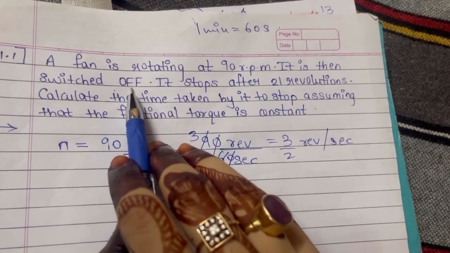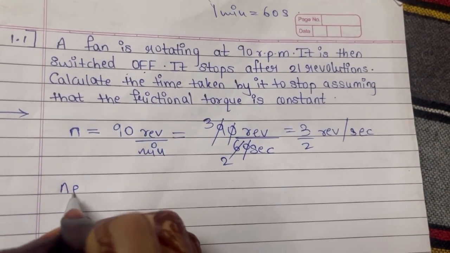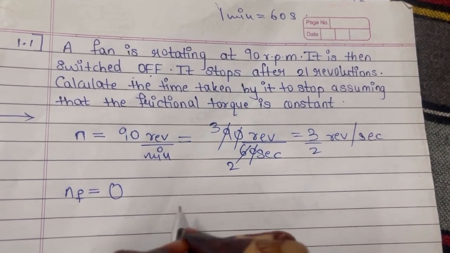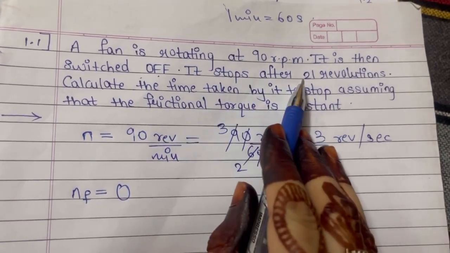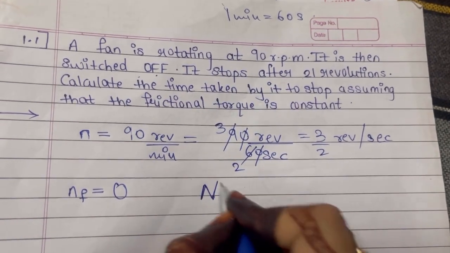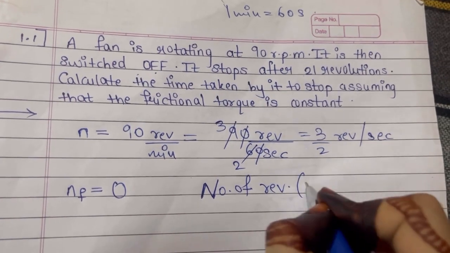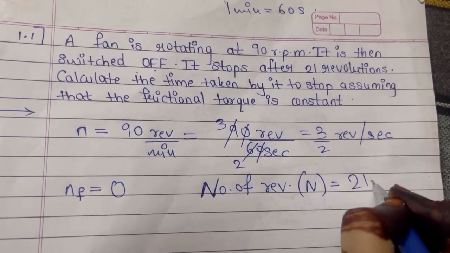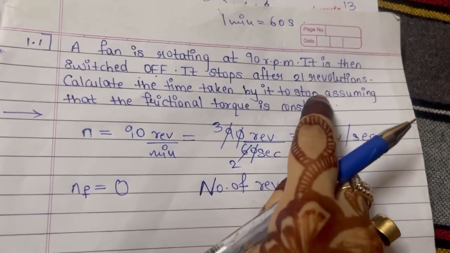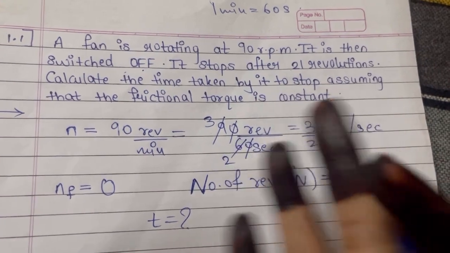Now it is then switched off. The fan is switched off now. If the fan is switched off, of course, the final frequency is going to be 0. Now it stops after 21 revolutions. Here capital N is given, that is number of revolutions, that is 21. Calculate the time taken by it to stop. So they are asking you to calculate the time taken by the fan to stop.